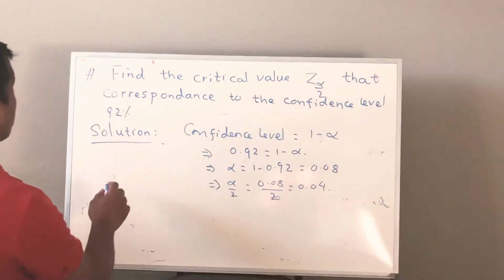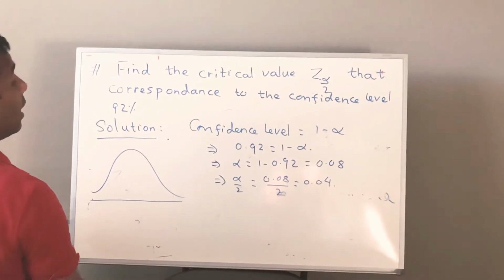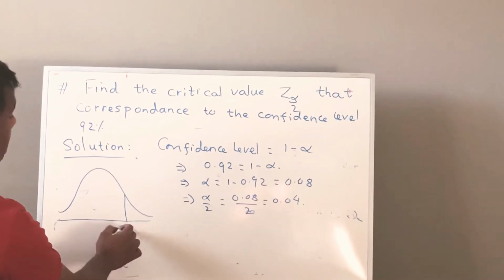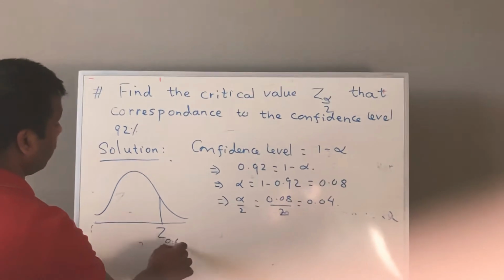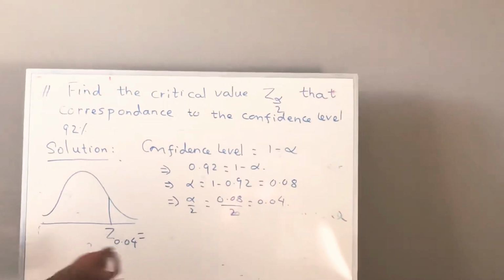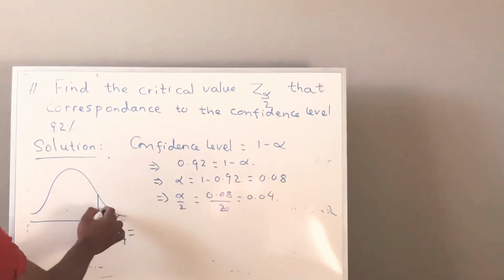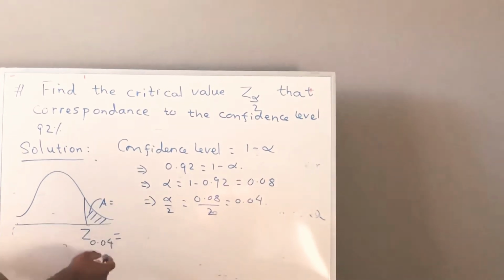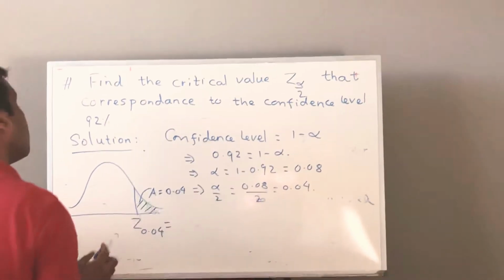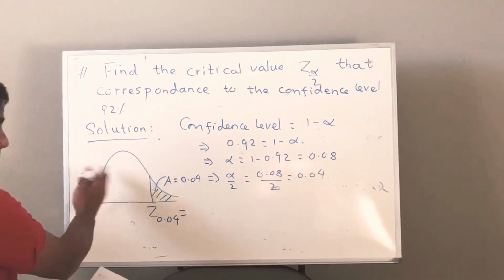So now, if you look here, you have a standard normal density curve, and let's say this is your z alpha over 2, which is z 0.04, and you are trying to find the value of this z score. To the right of this you have the shaded region, and its area is 0.04. But to find this z value, you need the area to the left of z.